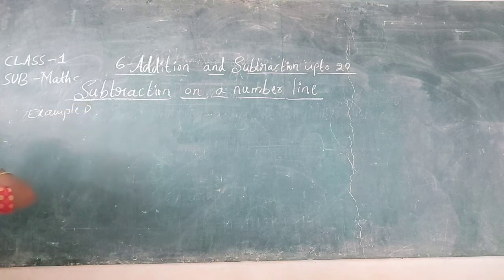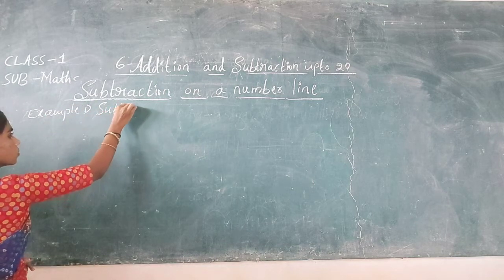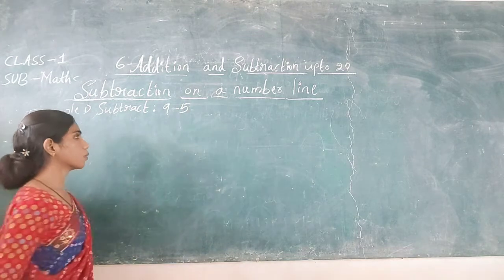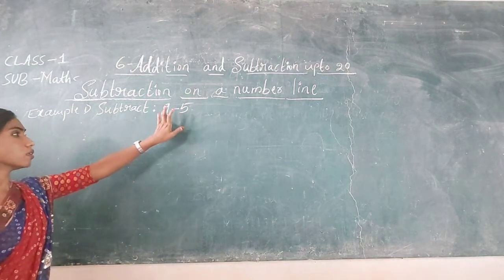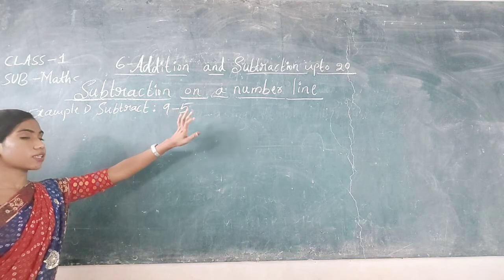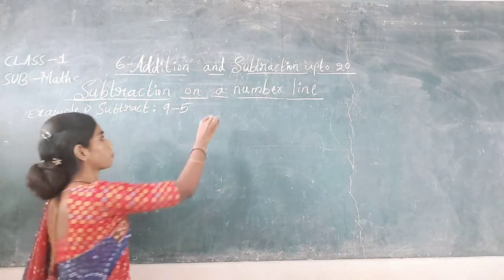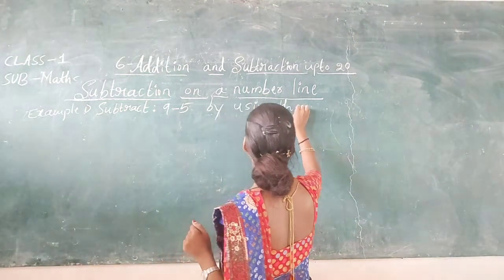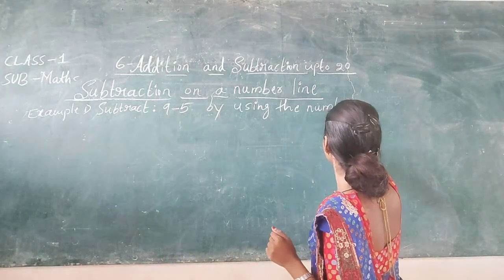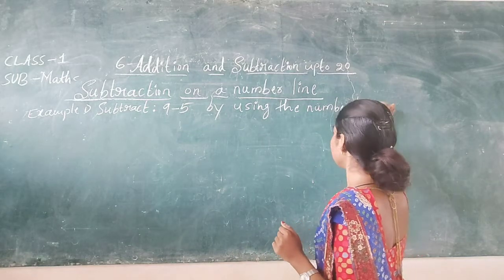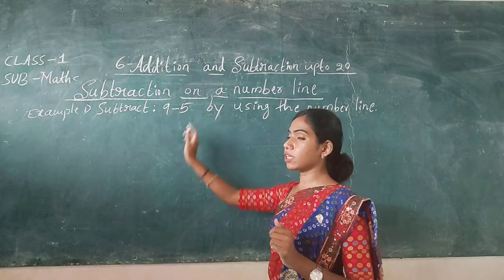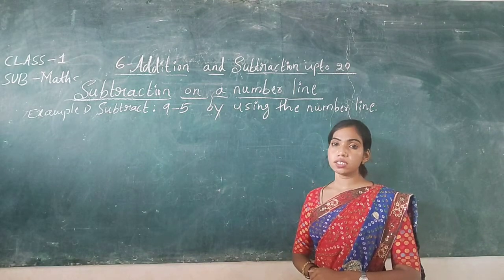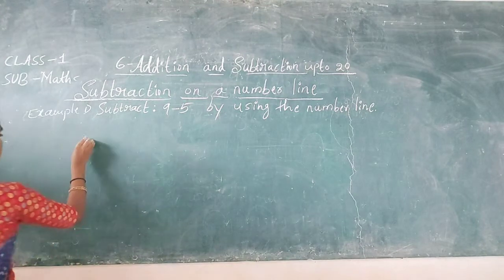Example number 1. Subtract 9 minus 5 by using the number line. To subtract 5 from the 9, or 9 minus 5, to get the answer of 9 minus 5 by using the number line, first draw the number line.